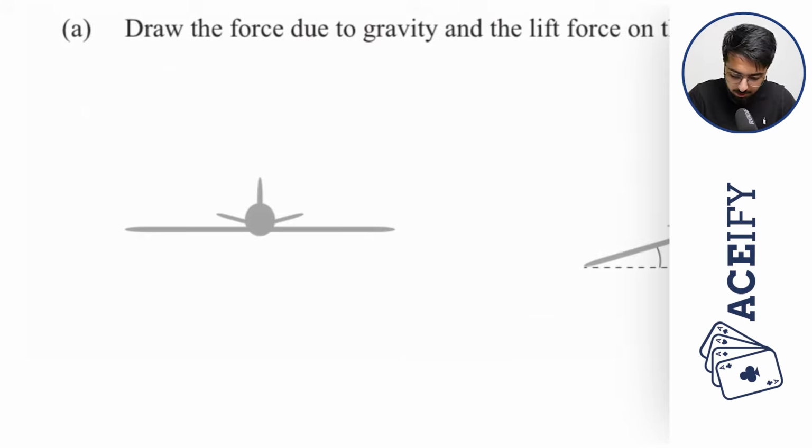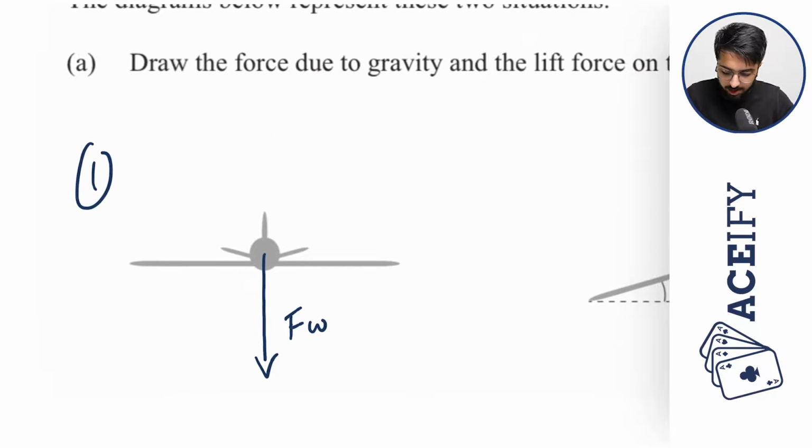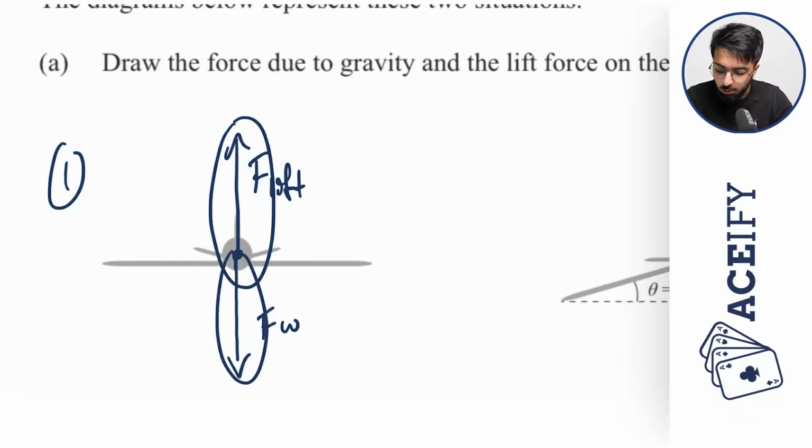Okay, so in this first scenario, we would obviously have our weight force coming down like this, and our lift force would be equal and opposite, like so. So we can call this F lift, like that. These two vectors should be equal length, okay?